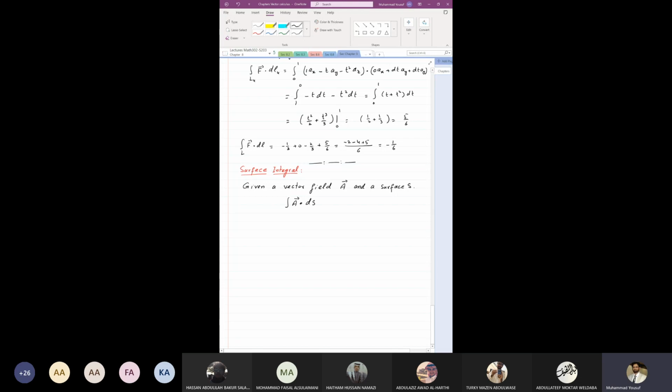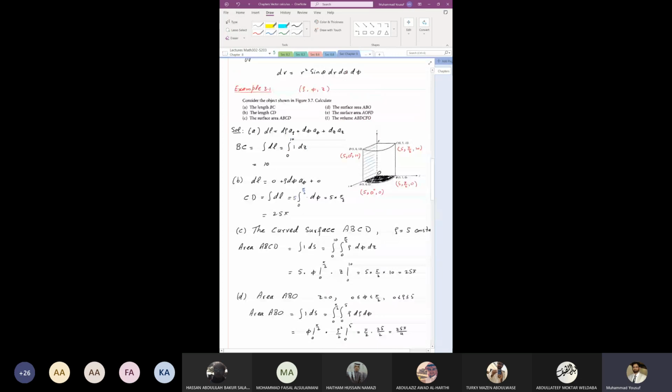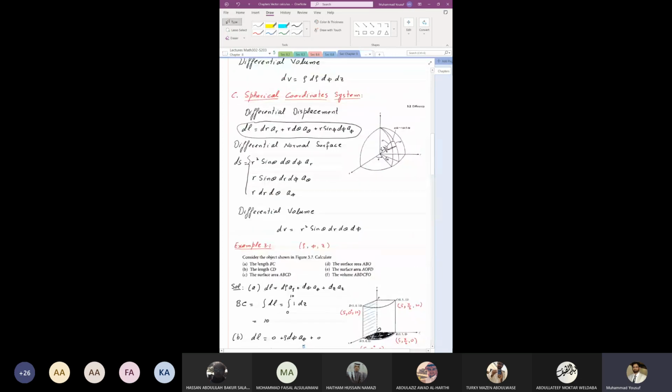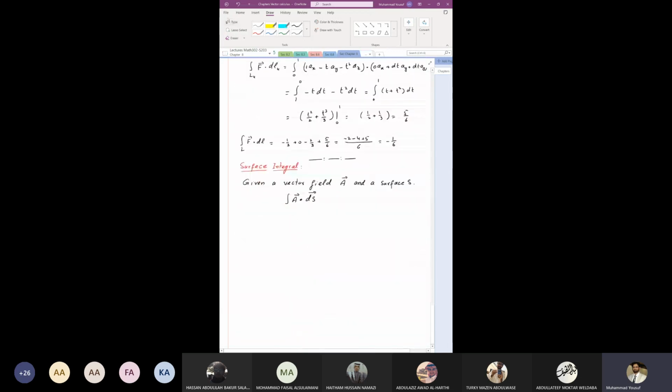Now this ds is actually a vector quantity, a vector element. As you have seen, for example, in spherical coordinates, as you are seeing right now on screen, ds is equal to r square sine theta d theta d phi a sub r. a sub r is a unit vector. So ds is a vector quantity. Maybe it is a theta, still it is a vector quantity. A phi, still it is a vector quantity. So ds is actually here a vector quantity.